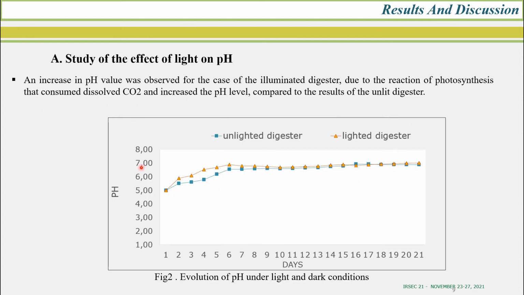So here you have the result of the first study, which evaluates the effect of light and total darkness conditions on the pH value. As shown in the result of figure 2, an increase in the pH value was observed in the case of the illuminated digester due to the reaction of photosynthesis that consumed dissolved CO2, increasing the pH level, which led to a slight improvement in the pH variation during the first 7 days of anaerobic digestion compared to the result of the unlighted digester.